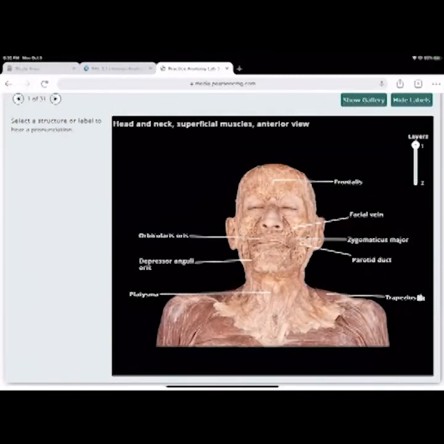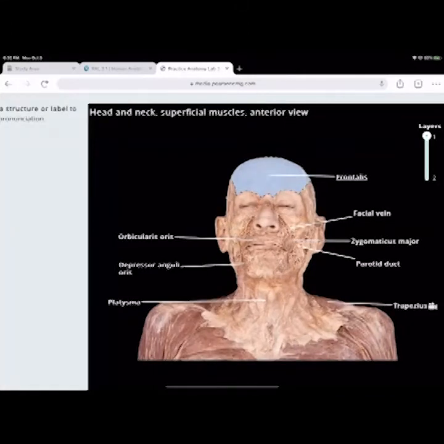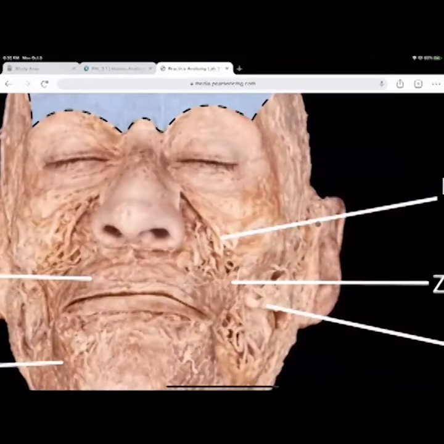Frontalis muscle covers the frontal bone. So this is a frontalis muscle right here. You have the facial vein. If we blow it up large enough, you'll see this little vein running right here. That's your facial vein.